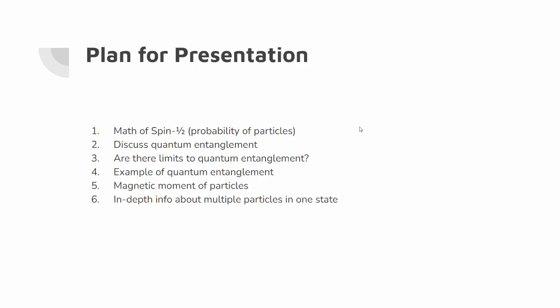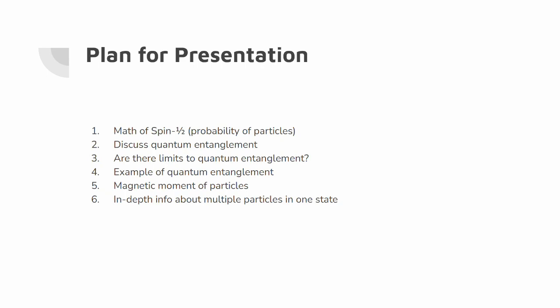So the plan, or roadmap, I guess, for our presentation: first, the math of spin one half. I know we went over this in class, but I don't think it'll hurt anything to have people caught up to speed and make sure that no one's lost. Number two, we'll discuss quantum entanglement, the concepts around it and how it works, and also any limitations on quantum entanglement. And then I'm going to hand it over to Olivia.